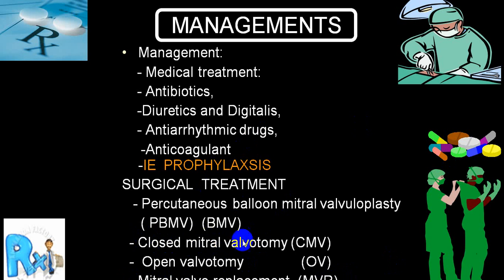called closed mitral commissurotomy, but by and large the word utilized is mitral valvotomy, where you use a catheter, you use a balloon, you inflate the balloon and you do a valvuloplasty. So that is a procedure which is being done. It is called balloon mitral valvuloplasty, or it is also called percutaneous balloon mitral valvuloplasty. So PBMV or BMV, depending upon what procedures you are doing.